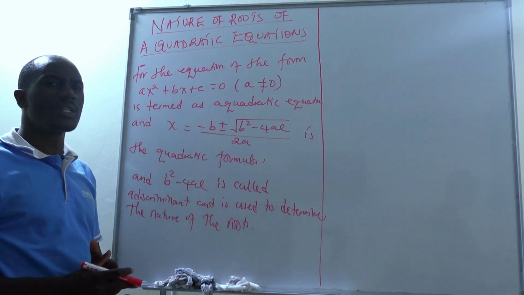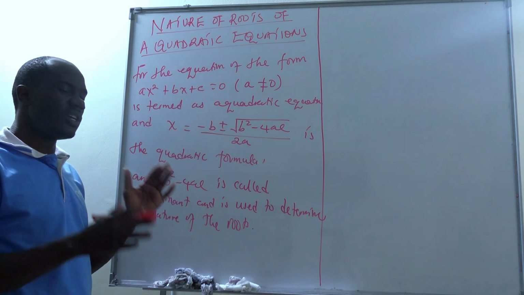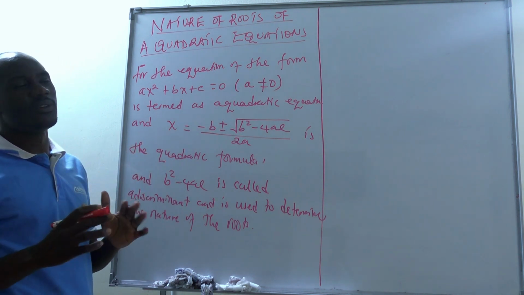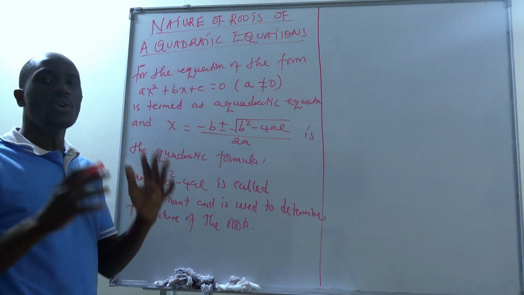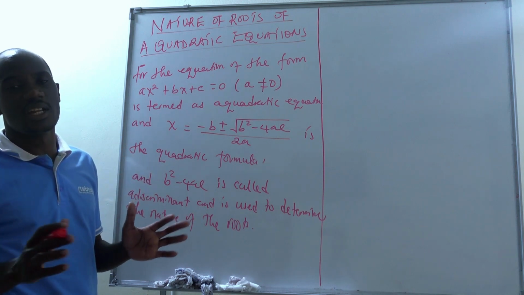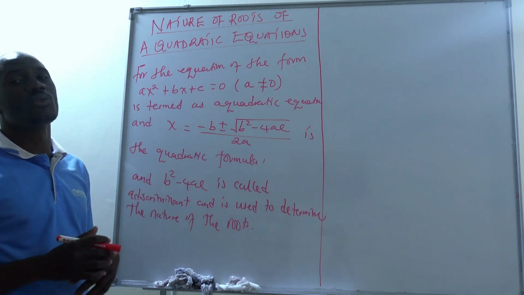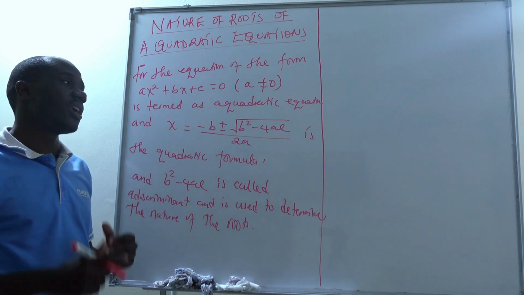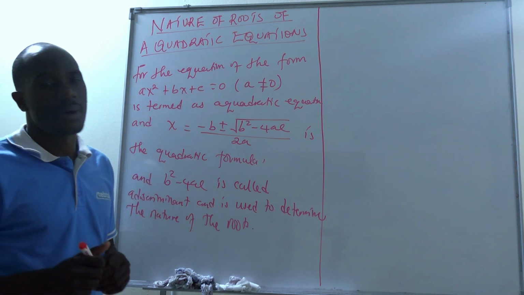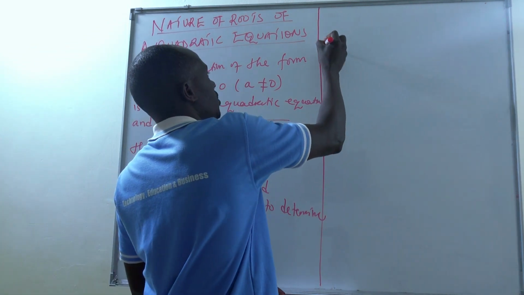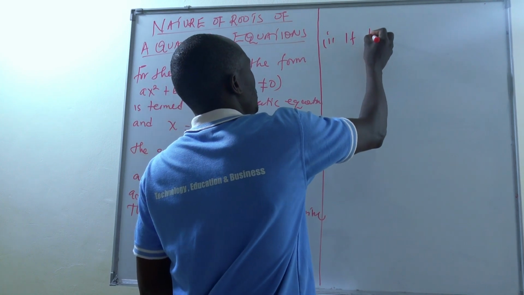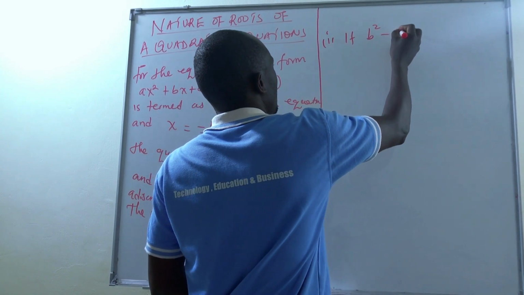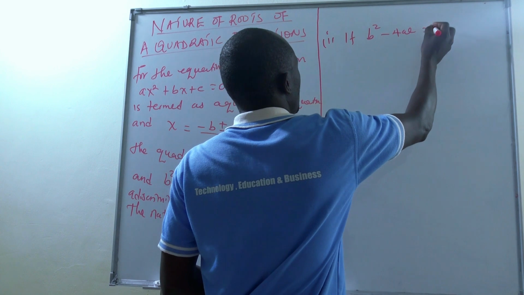So when you are given this kind of formula, as you have been doing, and you come out with b squared minus 4ac, it will give you the nature, to tell if the root is real, or if the root is imaginary, or has got repeated roots, as we are going to be looking at them one by one. So I'll start with case 1. If b squared minus 4ac equals 0.